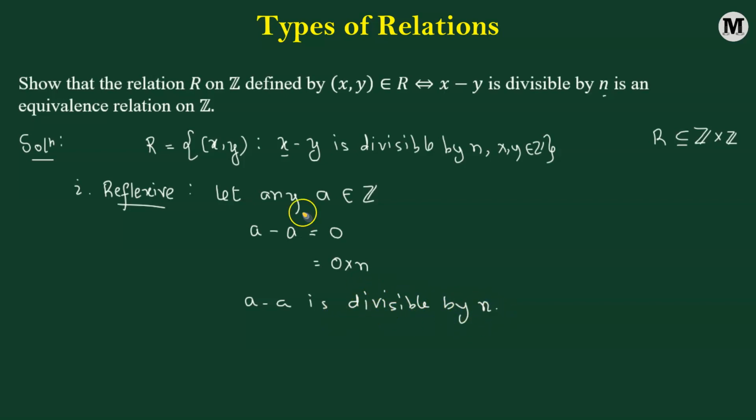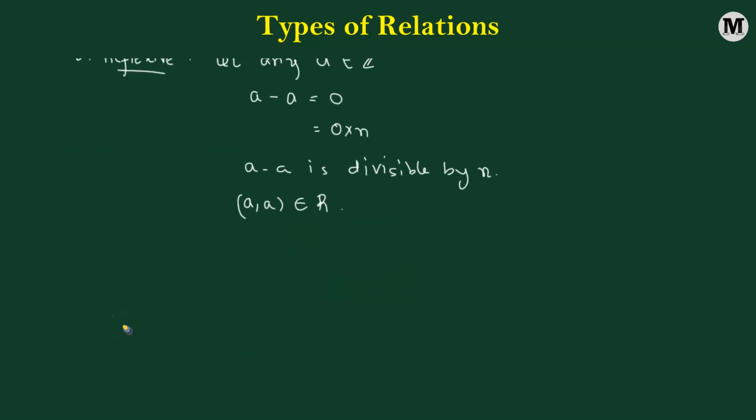If this is divisible by n, that means our relation holds. In other words, the ordered pair (a, a) definitely belongs to the relation R. So this means that our relation R is reflexive on the set of integers Z. Let's write it down: R is a reflexive relation on the set of integers Z. Okay, next we'll check whether it is symmetric or not.